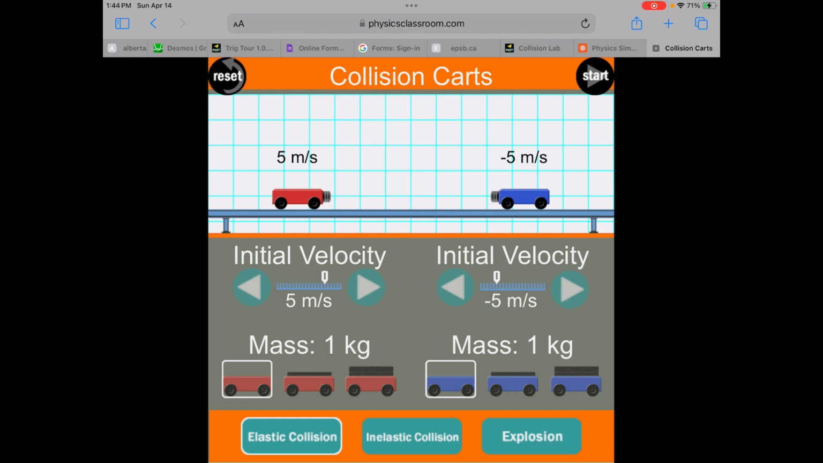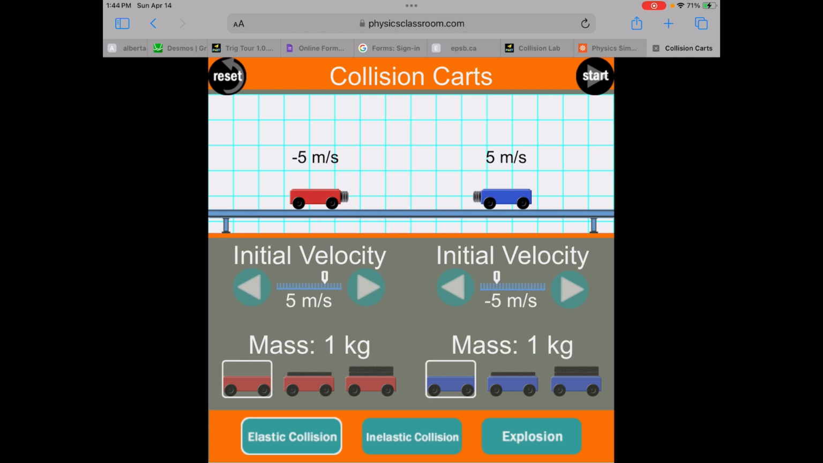So what is the total momentum in our two-cart system right now? The red has positive 5 kilogram meters per second. The blue has negative 5 kilogram meters per second. So 5 plus negative 5 is 0. So the total momentum in this system right now is actually 0. Yes, individually the two objects have momentum, but the total momentum in the system is 0. Okay, let's let them collide and see what happens.